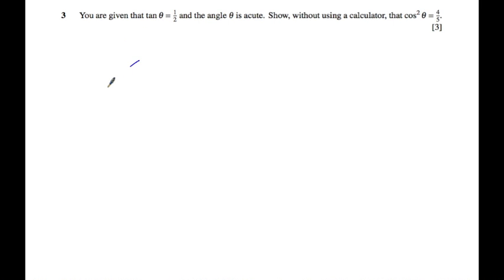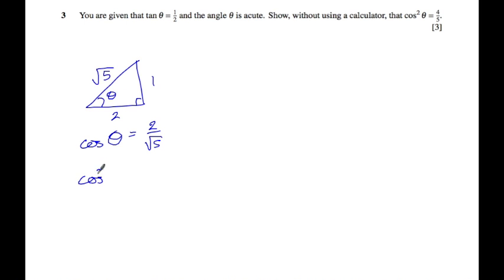If tan theta is a half, that means the opposite is 1 and the adjacent will be 2. So here we have 1, 2, and if we want to find the hypotenuse, we can do 1 squared plus 2 squared and square root it. So this would be root 5. Then if we work out cos of that angle, cos theta is adjacent, which is 2, over hypotenuse, which is root 5. So cos squared theta equals that squared, so 4 over 5.